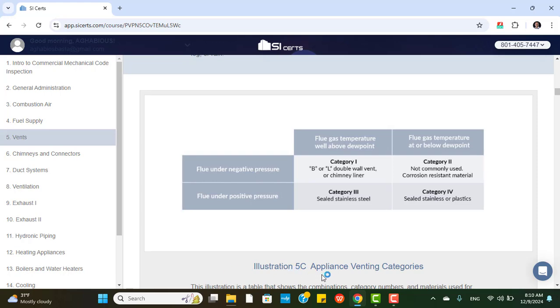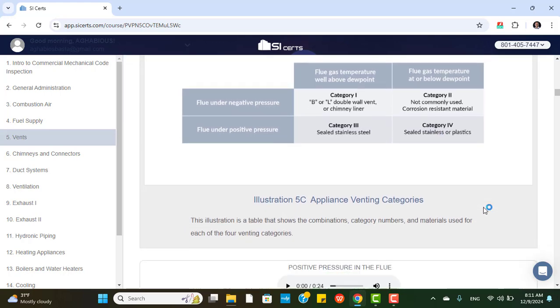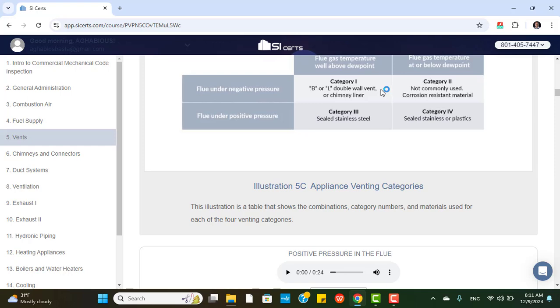As we see here, this is Illustration 5C, appliance venting categories. Here, flue under negative pressure and flue under positive pressure. Here, flue gas temperature above dew point, flue gas temperature at or below dew point. And here is Category I. As we see, we can use B or L, double wall vent or chimney. So we can use this table for appliance venting categories, Category 1, 2, 3, 4.